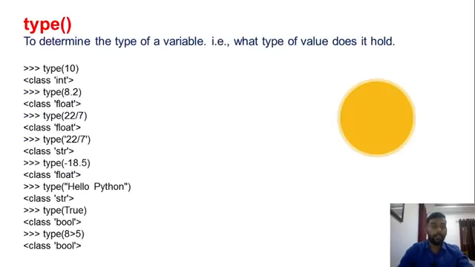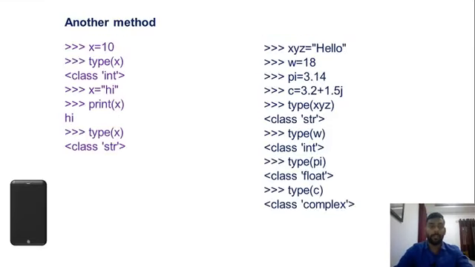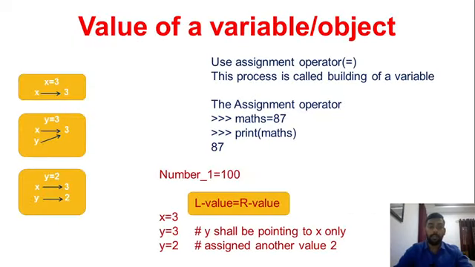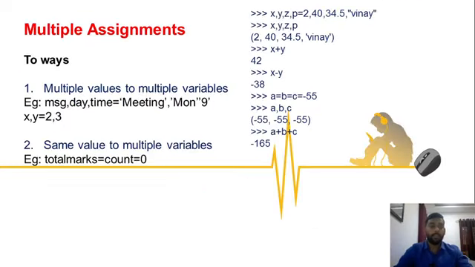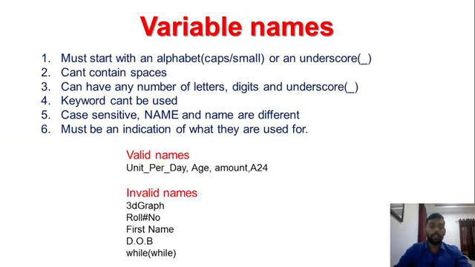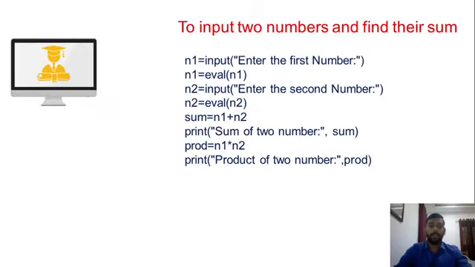Let's have a quick revision. We have discussed first the type function for returning the type, with two methods, directly passing or indirectly passing. Then the value, the assignment operator, L value equal to R value. Then multiple assignments: the same value to multiple variables like x equal to y equal to 0, and multiple values to multiple variables like x comma y equal to 2 comma 3, different values. Then variable name conditions. Then we have seen a program as well.